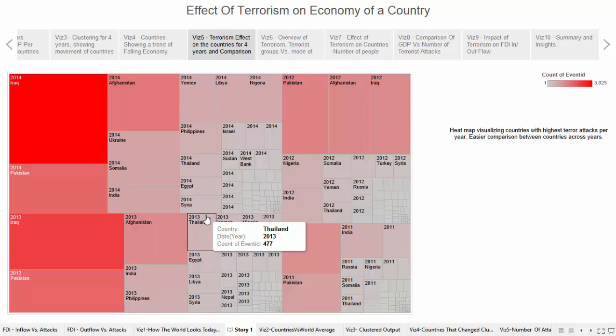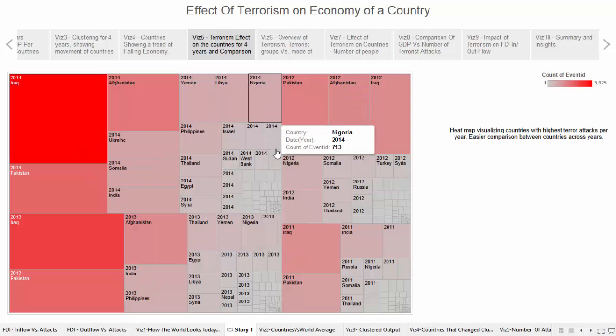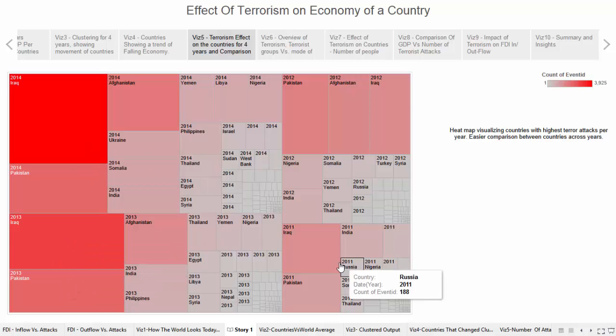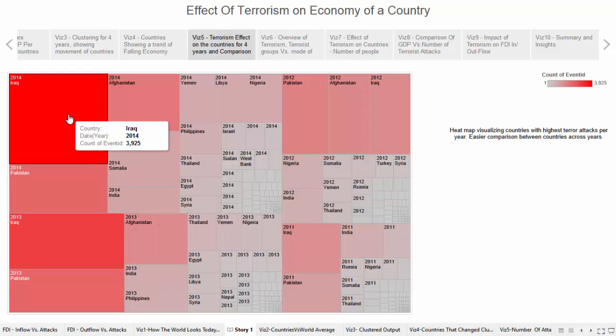for various years. From the graph we can see that Iraq was the most terrorist-prone country for the years 2014, 2013 and 2011, with as many as 3,925 attacks happening in Iraq in 2014.